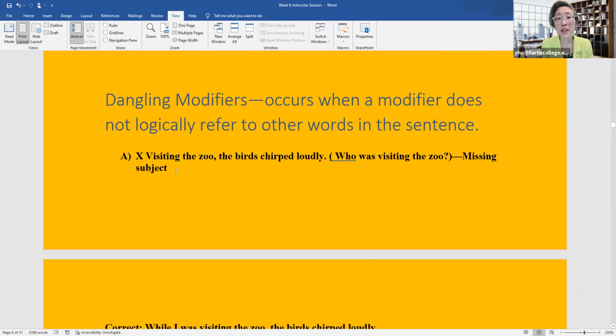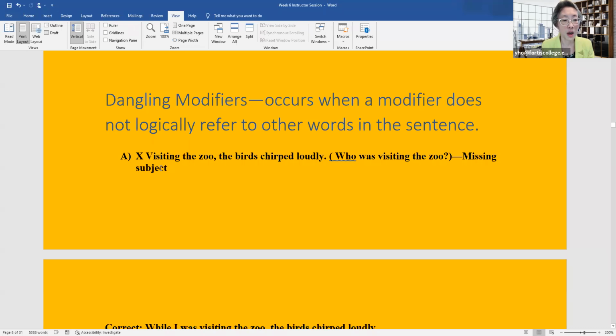Dangling modifiers occur when a modifier does not logically refer to other words in the sentence. Here's an example: "Visiting the zoo, the birds chirped loudly." Who was visiting the zoo? Was it the birds? No, the birds live at the zoo. You are the one visiting the zoo. That's why it's missing a subject. This is known as a dangling modifier when you're missing the subject.